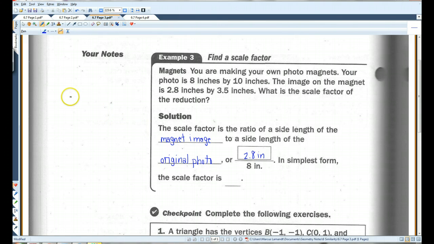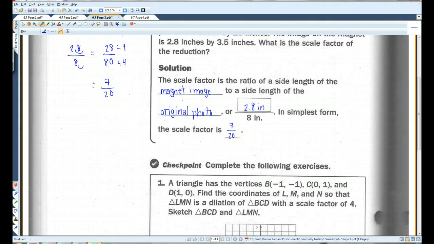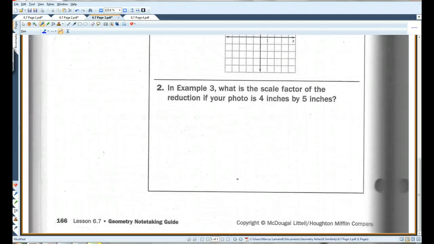Now, 2.8 over 8. I don't like this decimal inside the fraction, so I'm going to move the decimal place one place over. So now I have 28 over 80. Now let's divide by 4. I've got 7 over 20, and that can't be simplified anymore. So the scale factor is 7 over 20. I'll let you guys do the checkpoint. Let's go on to page 4.